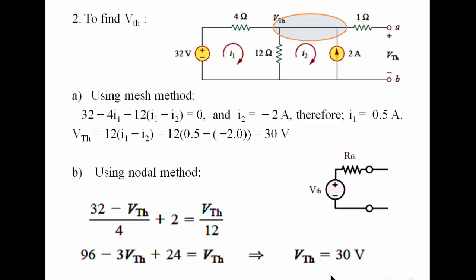Now we have the Thevenin voltage and Thevenin resistance. Therefore, we can replace the entire circuit diagram with a voltage source and a series resistor. So the value of V Thevenin is 30 volt, and the R Thevenin is 4 ohm, as obtained from the previous step.